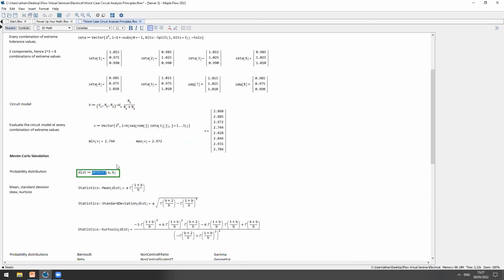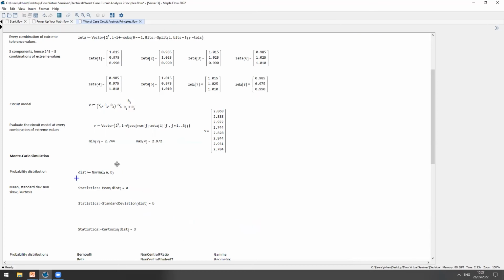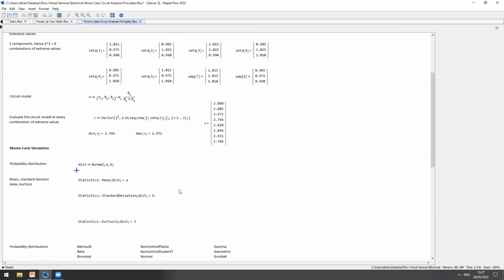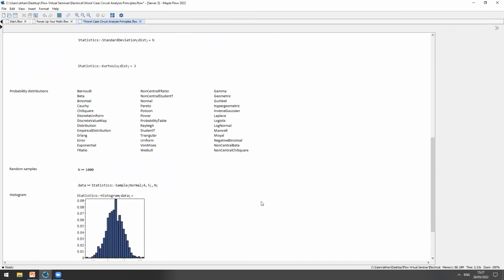If I change this to a normal distribution with a mean of A and a standard deviation of B, it won't surprise you to know that MapleFlow tells you that the mean is A and the standard deviation is B, and the kurtosis of any normal distribution is 3. Of course, for Monte Carlo simulation, I need to sample those probability distributions. I can do that as well.